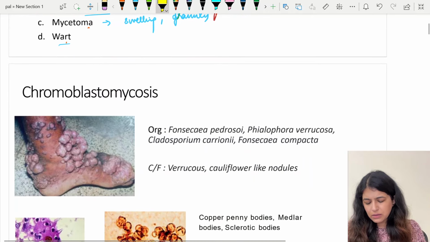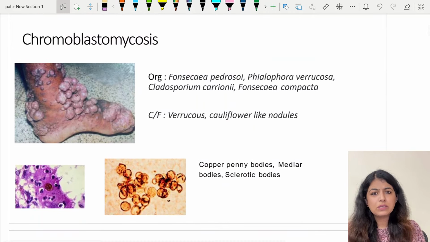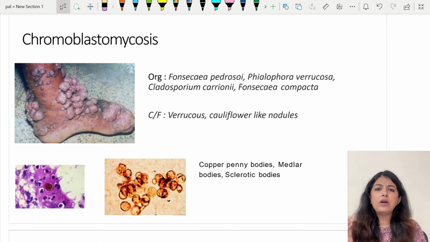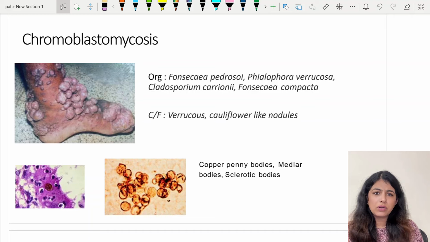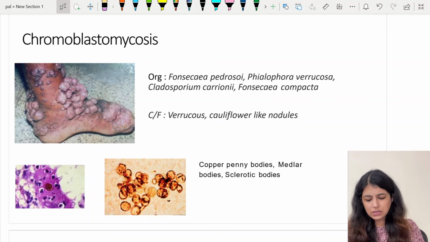Now, if I tell you to see the previous year's papers, almost 6-7 papers if you see, out of that 4 to 5 papers have a question on subcutaneous mycosis. This is now the most important topic for the FMGE exam, and the three important subcutaneous mycosis, chromo, sporo and mycetoma, are so important that you cannot not know them. I'm discussing all of these here. Please be very thorough with this topic because no other topic is as repeated as these.